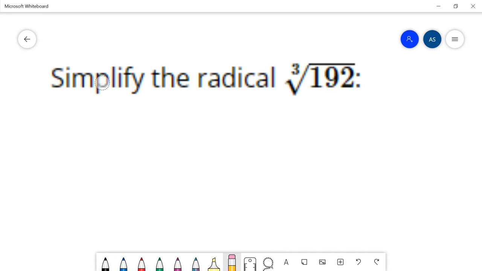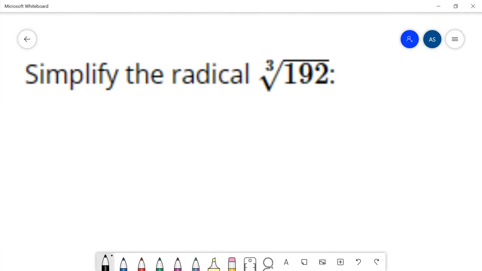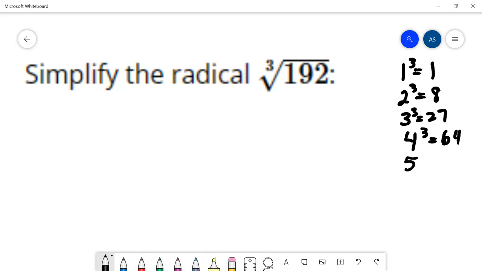So for question 18 here, we want to simplify the radical. We have cube root of 192. So to simplify a cube root, it would be a good idea for me to be familiar with perfect cubes. So let me write down a few perfect cubes. We have 1 cubed is 1, 2 cubed is 8, 3 cubed is 27, 4 cubed is 64, 5 cubed is 125, 6 cubed is 216.